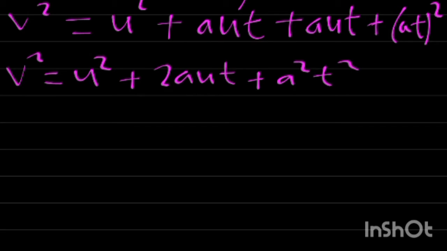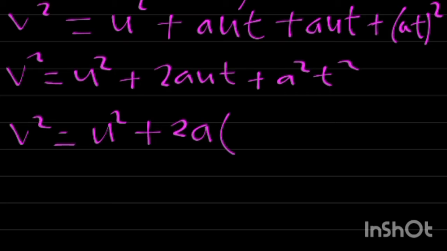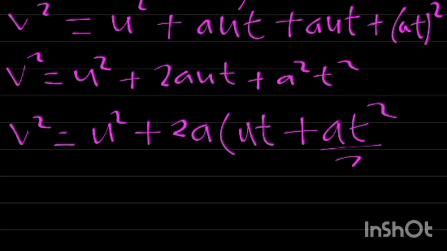Okay, now we are going to work further on this expression. V squared is equal to U squared plus 2AUT plus A squared T squared. We are going to bring out 2A from these remaining terms. 2A, and we are left with UT, then plus, 1A has been taken, and we are left with AT squared, or we are going to divide it by 2 because there's no factor of 2 there.